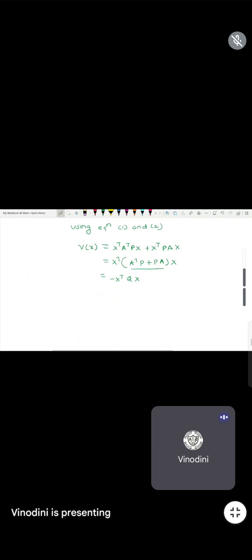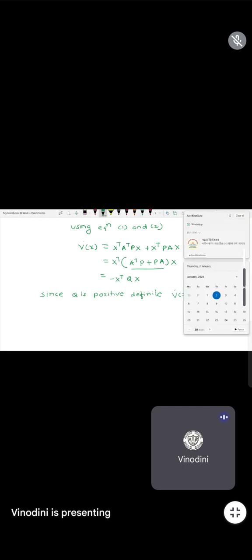So A transpose P plus P A is minus Q, so its value is minus Q. Substitute it: minus x transpose Q x. Since Q is positive definite, that is our assumption, what is your result? V dot x is negative definite. Yes, V dot x is negative definite.